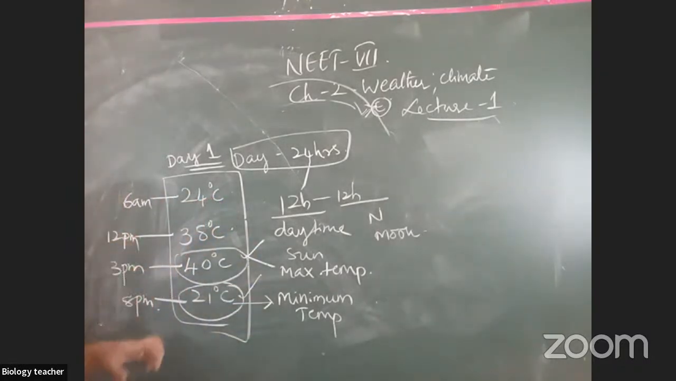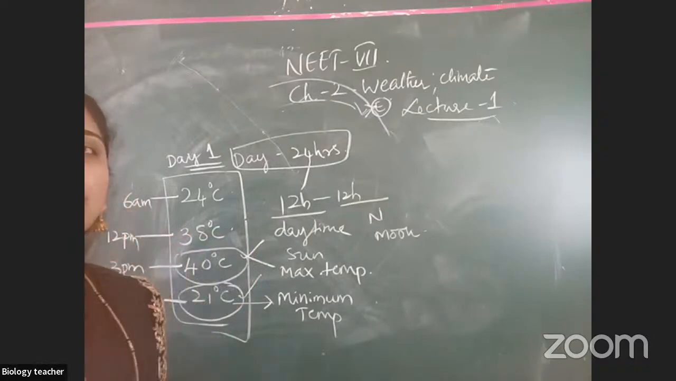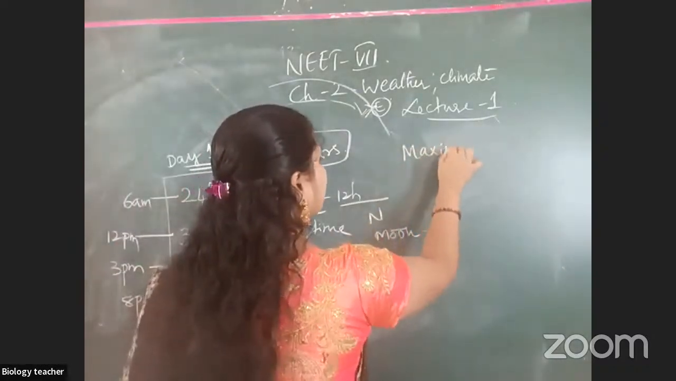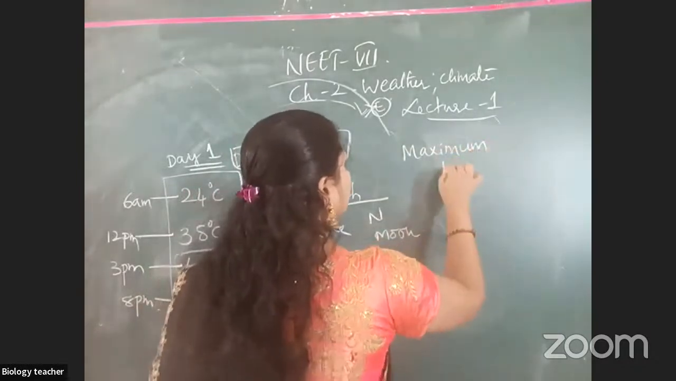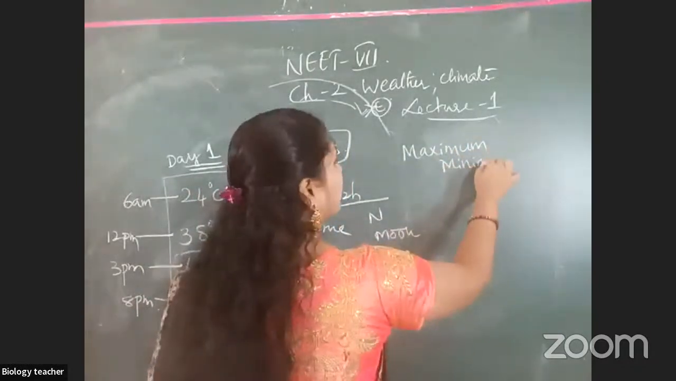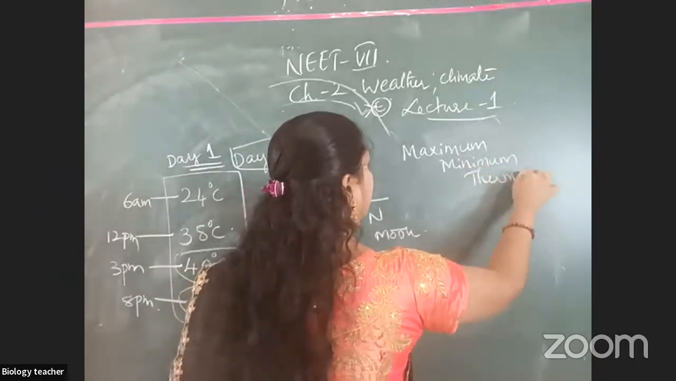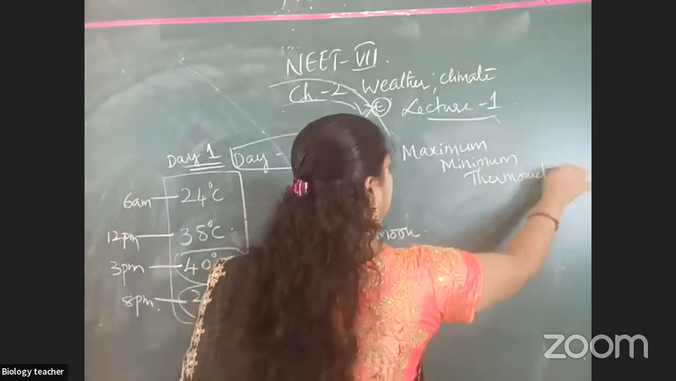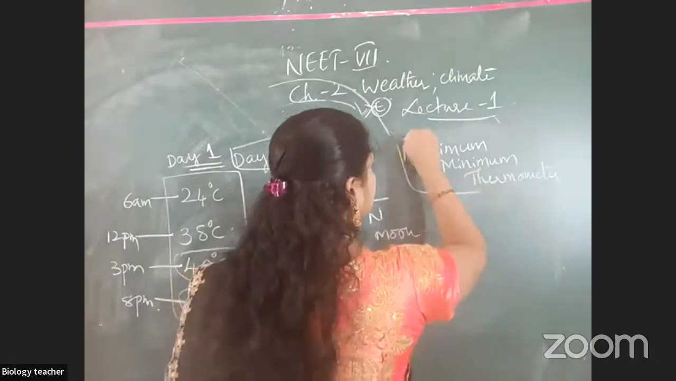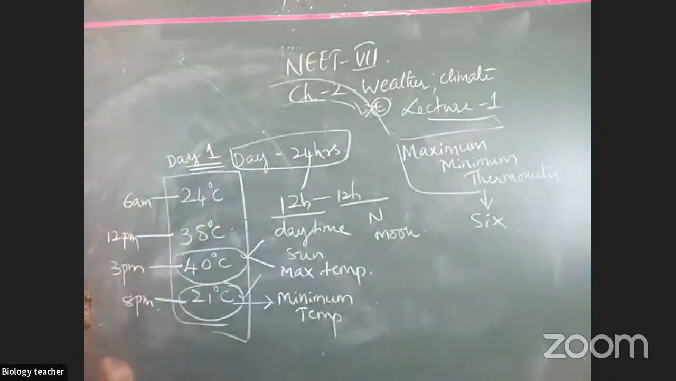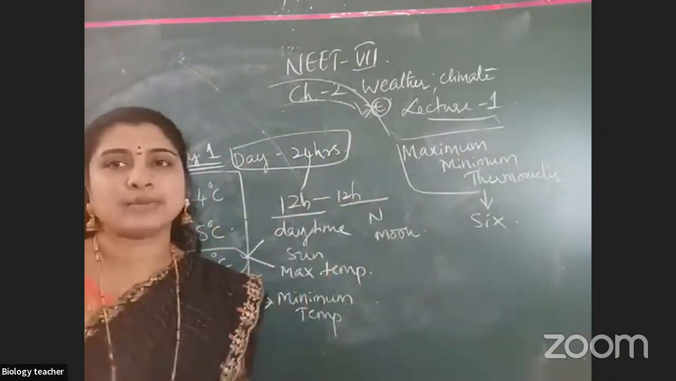Maximum and minimum temperature is recorded using an instrument. What is that? Maximum minimum thermometer. It was invented by a scientist. The name of the scientist is Six.